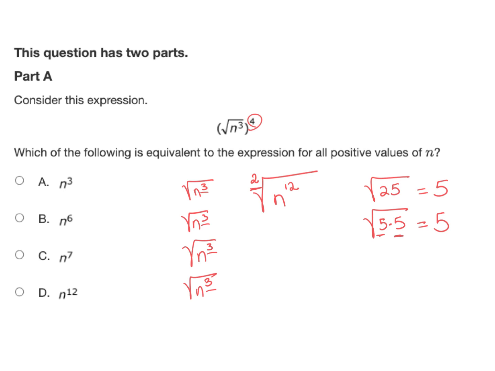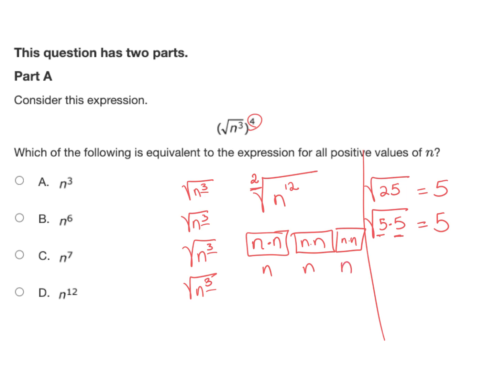So if I have 12 n's and I pair them up, okay, I can create 6 pairs, right? That would be one pair of n's gives me n, and then another pair of n's gives me n, okay? And then obviously another pair of n's gives me n. So I have 6 pairs. So that would give me 6 n's, or n to the 6th, okay?